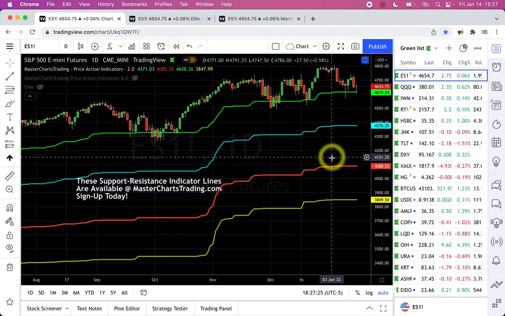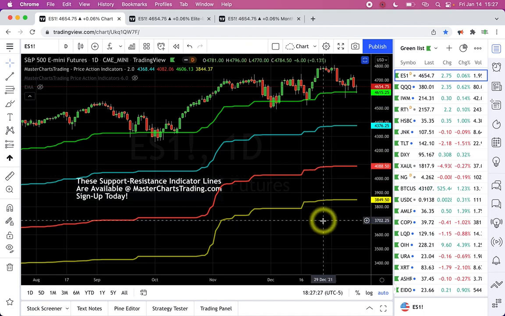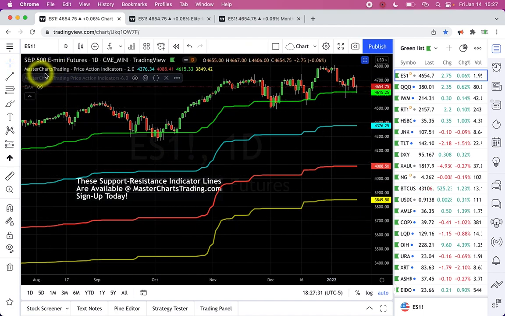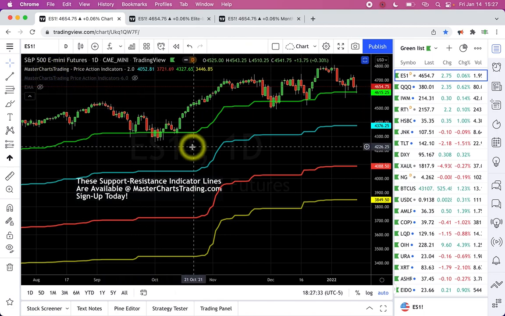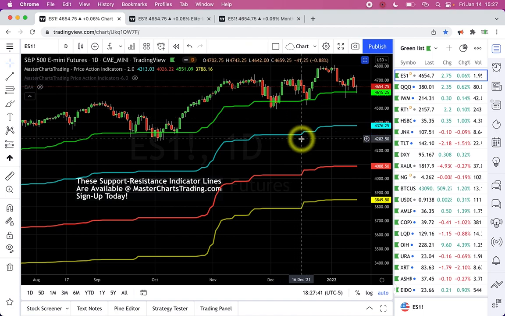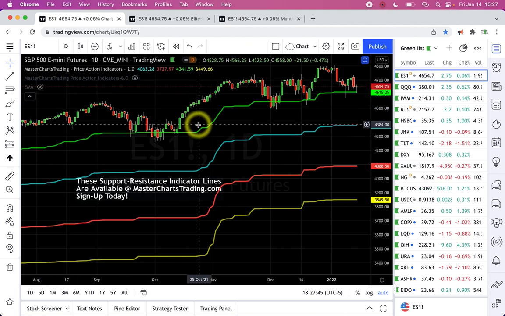Looking at this chart, the chart contains 4 lines. You see green, blue, red, and yellow lines. These are my support resistance indicator lines, also known as Master Charts Trading price action indicators. What they do is help me find good entry and exit points, as well as determine if I want to be buying or selling. In this case, we're looking at S&P 500, and generally speaking, I want to be buying.